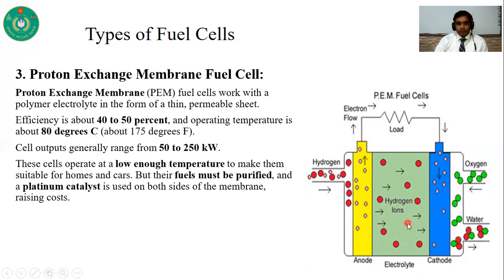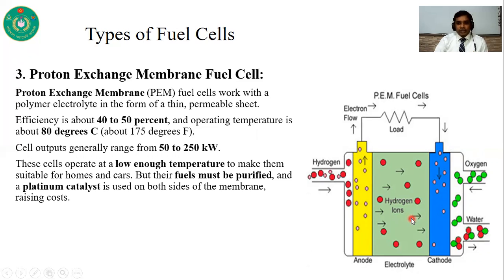So we can use proton exchange membrane fuel cells in our homes or cars, but their fuel must be purified. The main criterion is that fuels must be purified, and a platinum catalyst is used on both sides of the membrane. On both sides of this polymer exchange membrane, we use a platinum catalyst.